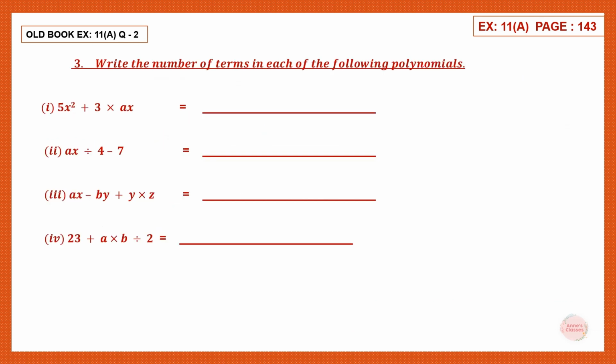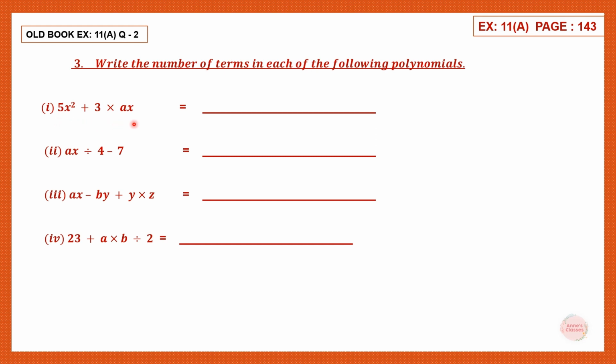Question 2. Write the number of terms in each of the following polynomials. So we have all these polynomials here. We have to write how many terms there are in these. Now these are all called terms. This is one term, this is another term, this is another term. Now we have to write how many terms are there in these.